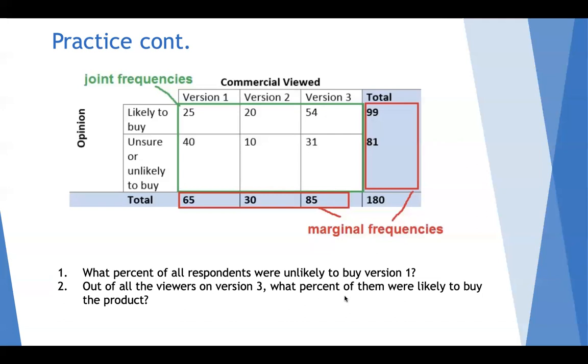So we know that that's going to be the denominator of this ratio. Then it's asking us what percent of them were likely to buy the product. So this is looking for the joint frequency of likely to buy in version 3. When we go to likely to buy and move over to version 3, we see that that number is 54. So in order to calculate this percent, we're going to take 54 divided by 85, which is the total number of viewers on version 3, and multiply it by 100. And when we do that, we get around 63.53%.